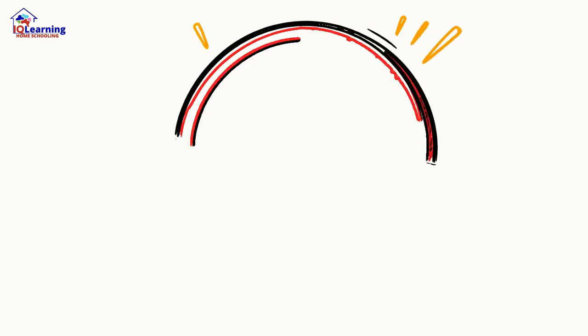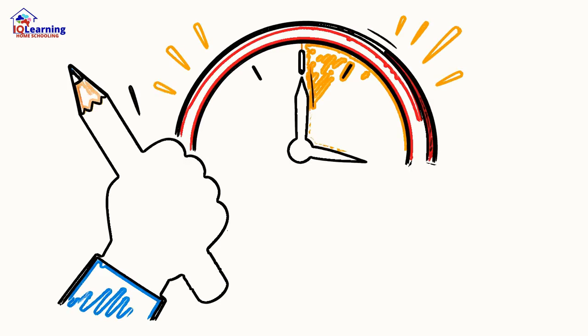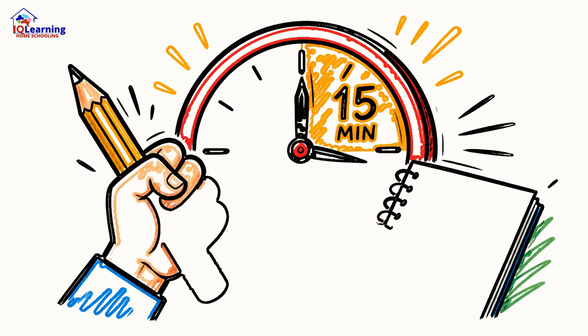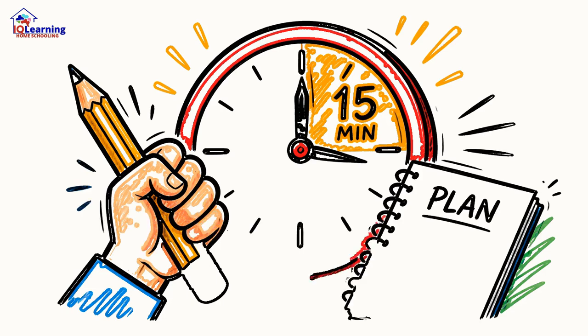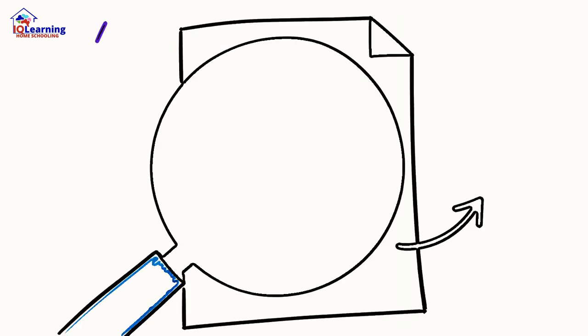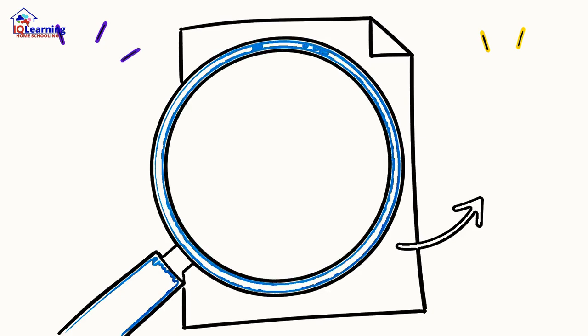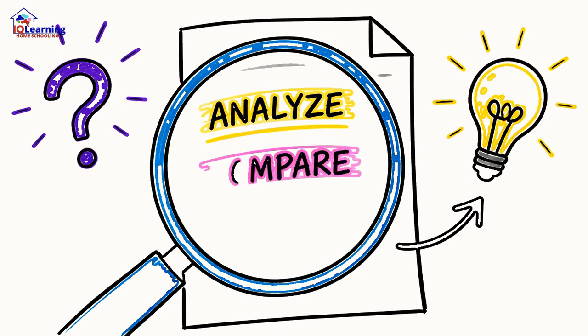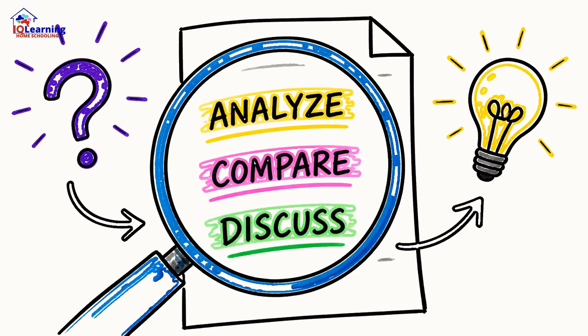The clock starts now. You have 15 minutes of reading time for your VCE English exam, and what you do next will decide everything. This isn't waiting time, it's planning time, your most powerful weapon. First, take 5 solid minutes to dissect the prompt. Don't just read it, understand exactly what it's asking. Identify the key directive words: analyze, compare, discuss.